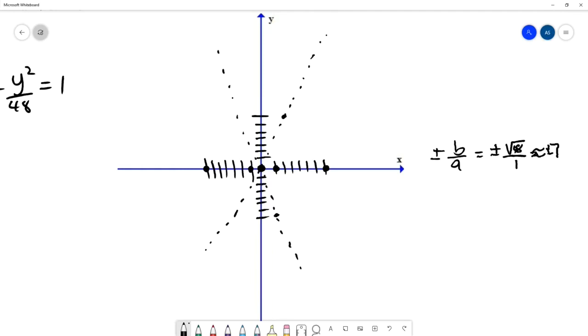Those asymptotes tell me how wide to draw. I'm going to start from these vertices and go straight towards following those asymptotes. So this hyperbola is very wide. So we have a sketch of our parabola there. Excuse me, I said parabola. It's a hyperbola.